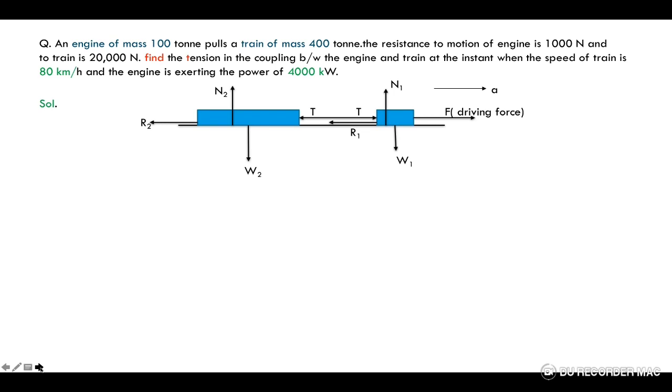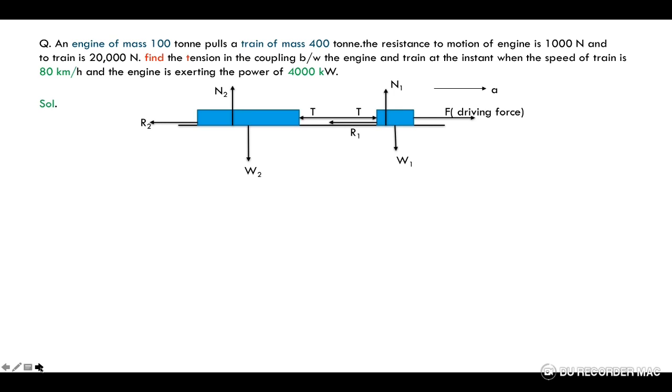An engine of mass 100 ton pulls a train of mass 400 ton. The resistance to motion of the engine is 1000 newtons and of the train is 20,000 newtons. Find the tension in the coupling between the engine and train at the instant when the speed of the train is 80 km per hour and the engine is exerting a power of 4000 kilowatts.